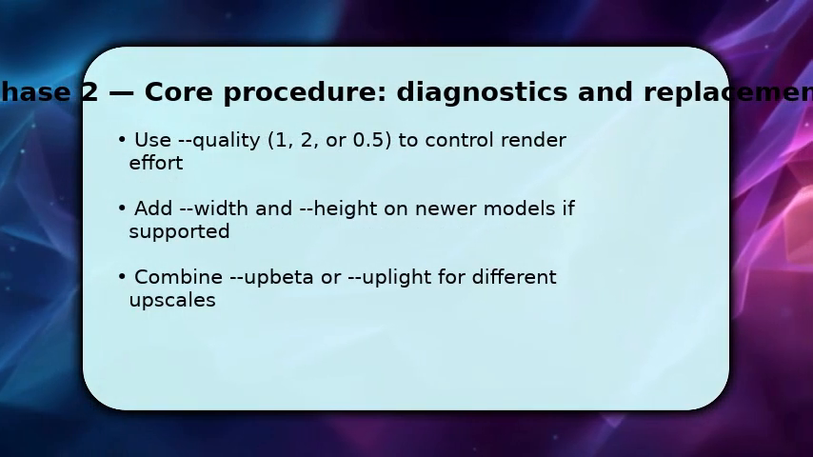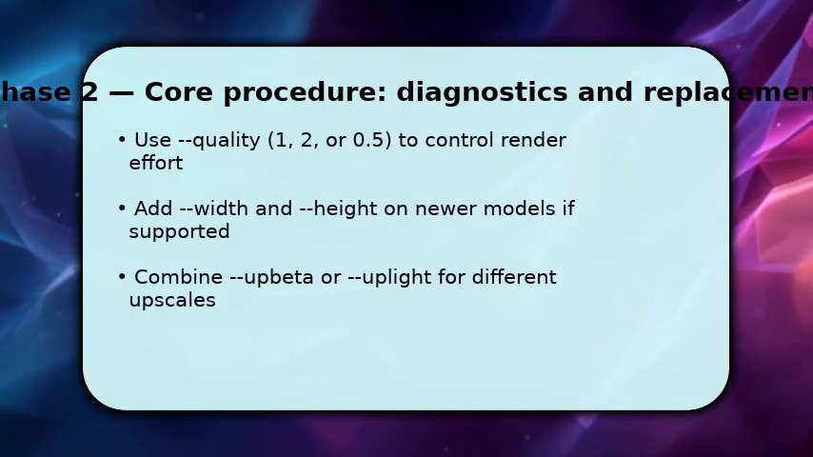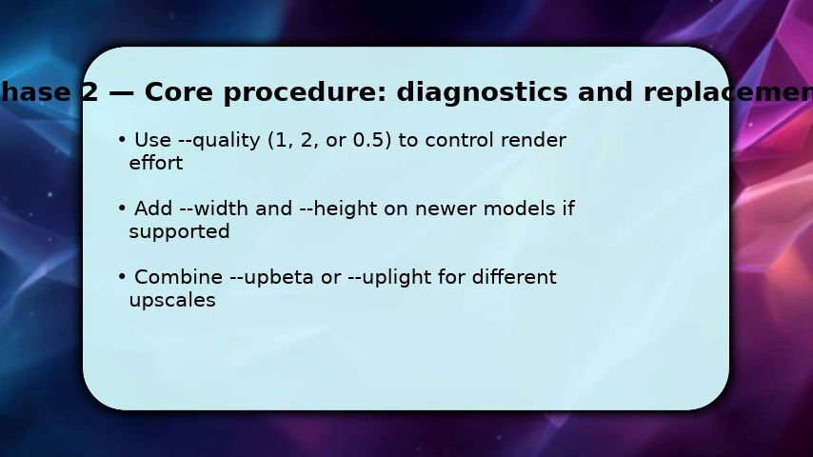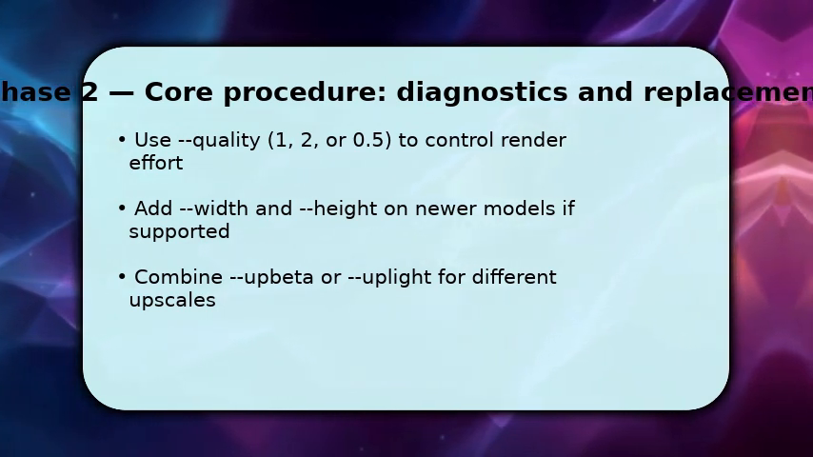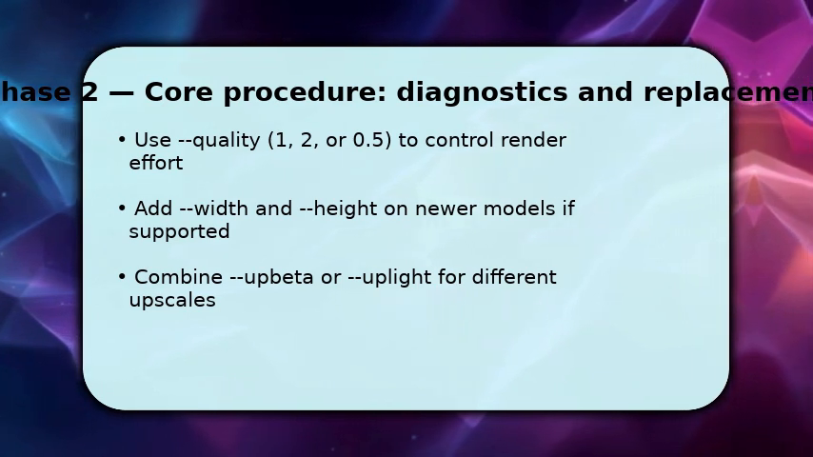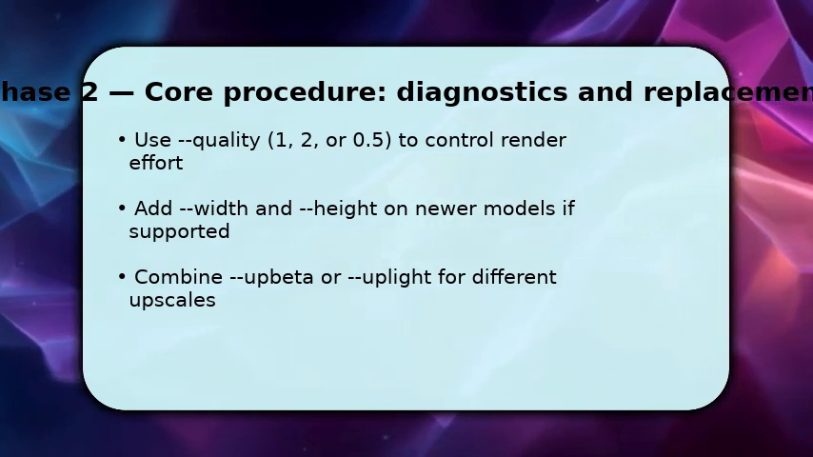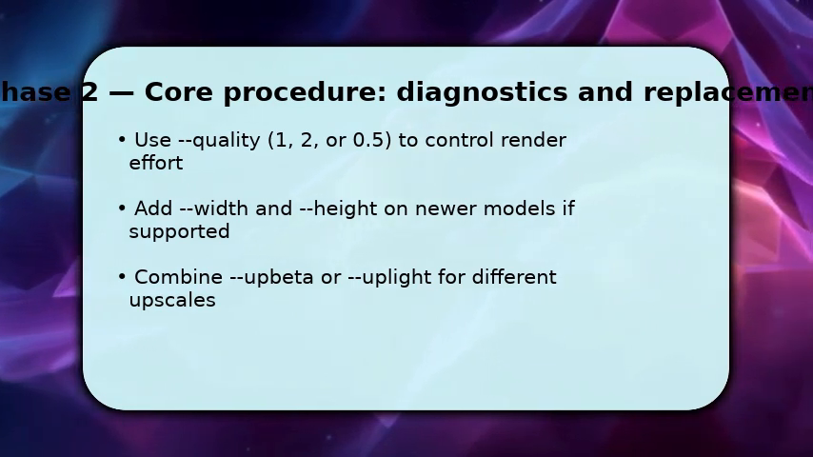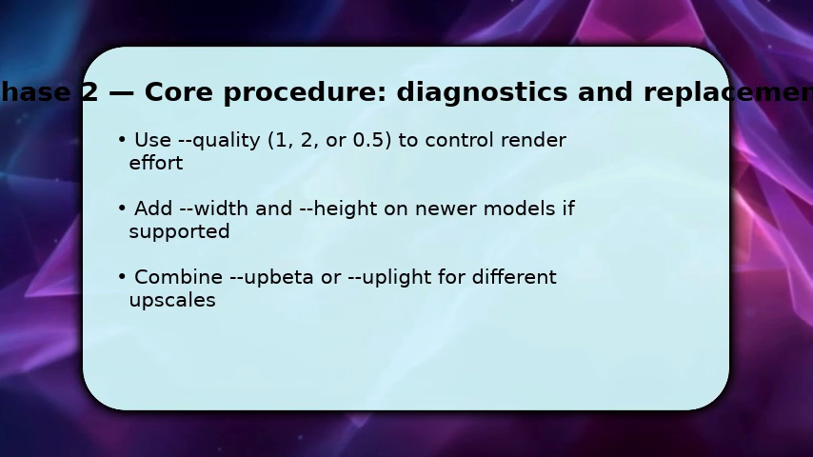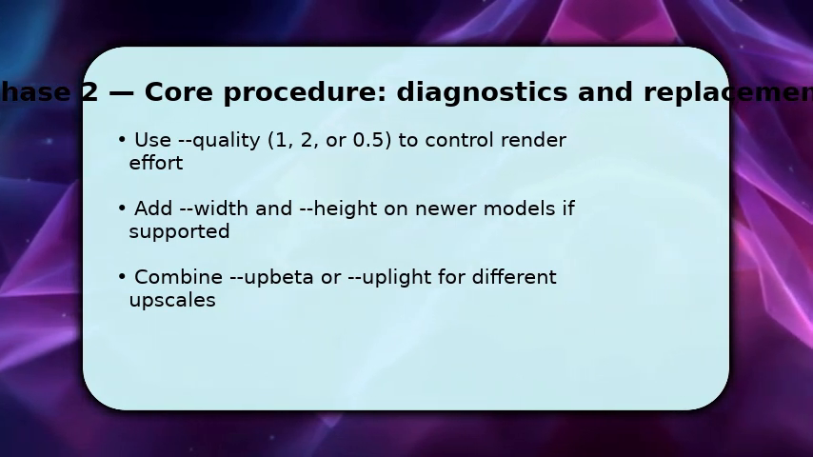Once done with aspect, refine size by using width and height when the model version supports explicit pixels. Otherwise, use --upbeta or --uplight for the upscale behavior you want. Then set quality to 1 or 2 to increase detail, but expect longer render times and more credits. 0.5 speeds things up. Make sure to balance resolution versus cost.